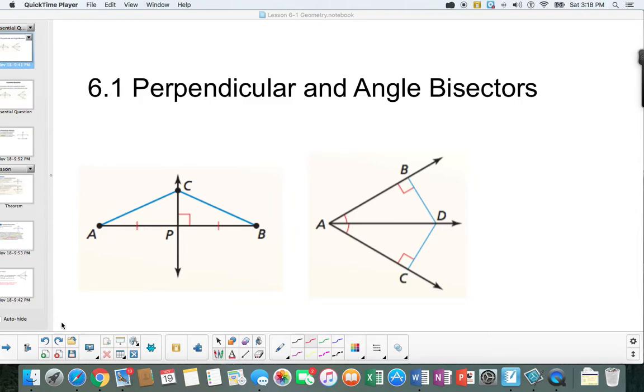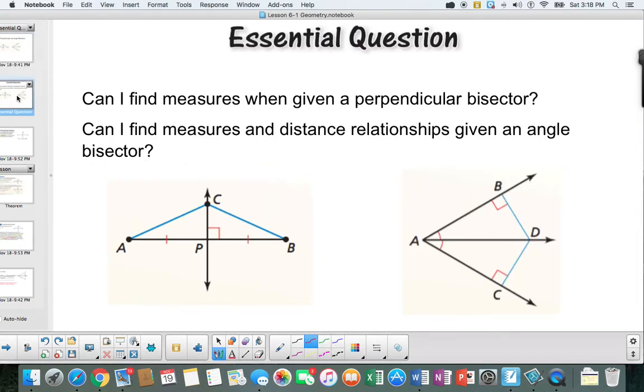6.1 Perpendicular and angle bisectors. Essential question: Can I find the measures when given a perpendicular bisector? Can I find measures in distance relationships given an angle bisector?